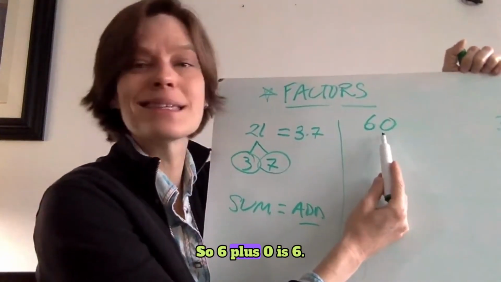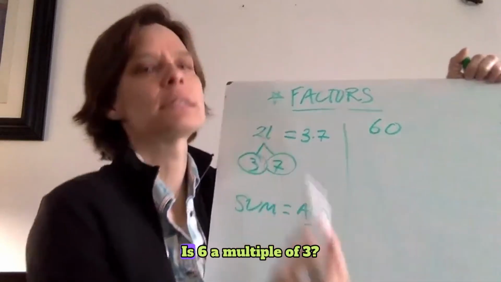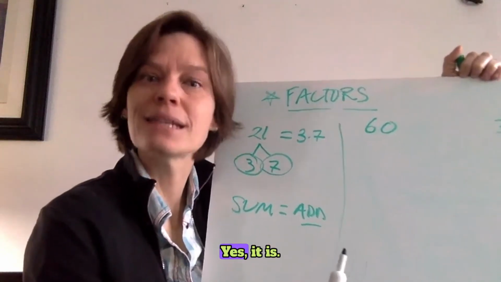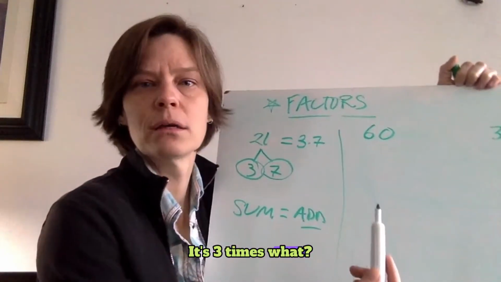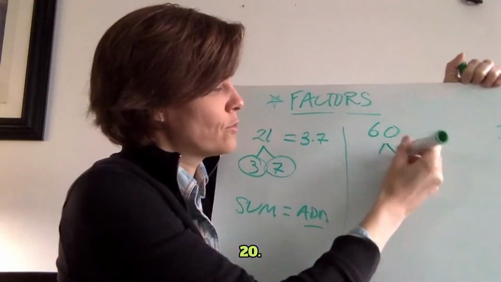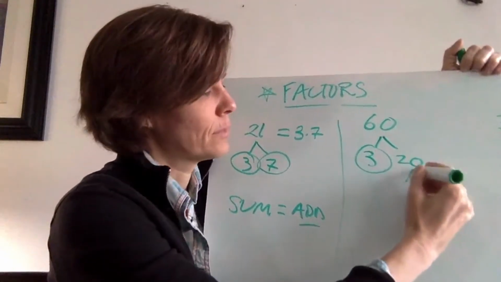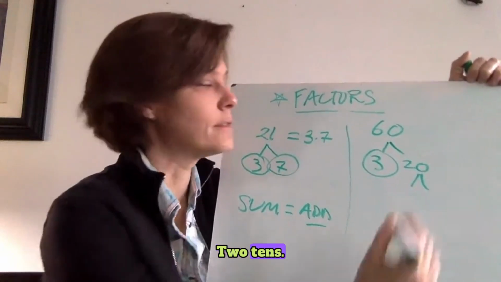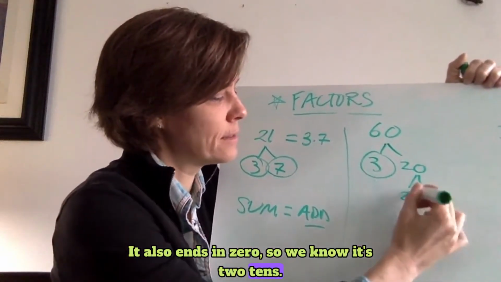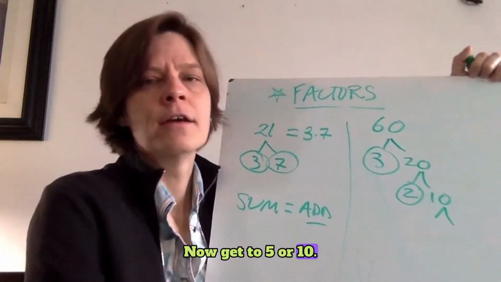So 6 plus 0 is 6. Is 6 a multiple of 3? Yes, it is. If I divide this by 3, I get 20. So I can do this: 3 is prime, 20 is not. 20 is 2 tens. It also ends in 0, so we know it's 2 tens. So I get 2 times 10.